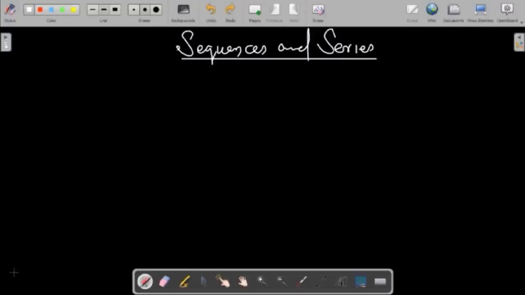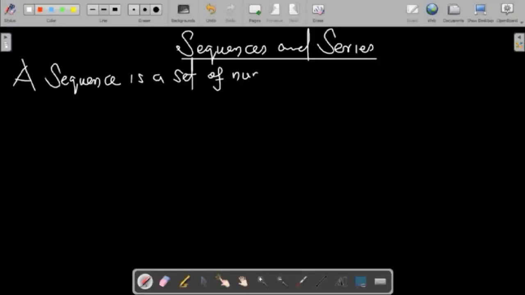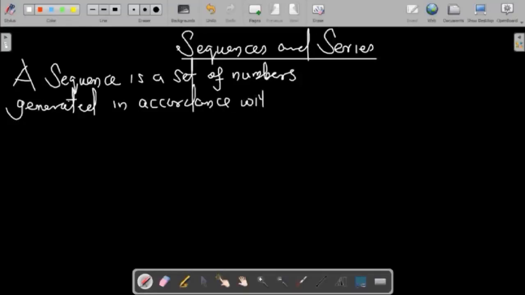So what's a sequence? A sequence is a set of numbers generated in accordance with a definite pattern. That's what they call a sequence. So let me put down this statement. I said a sequence is a set of numbers generated in accordance with a definite pattern. So that's what they call a sequence.